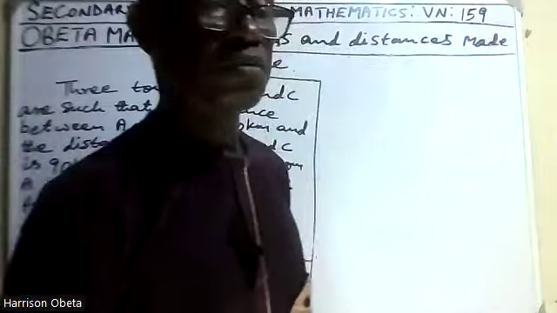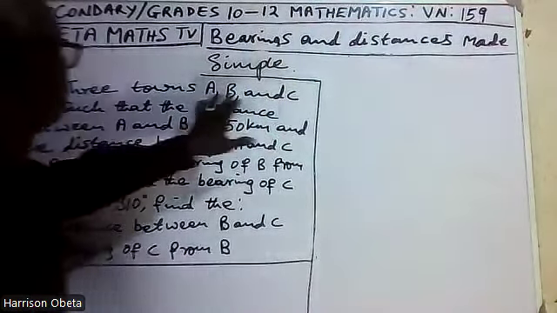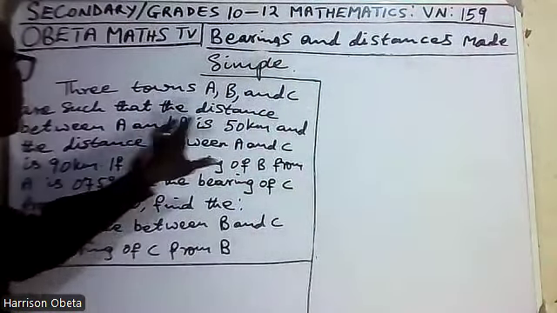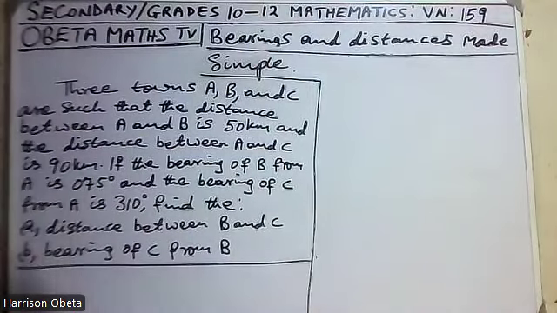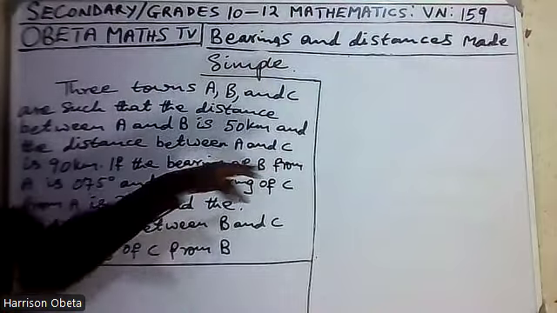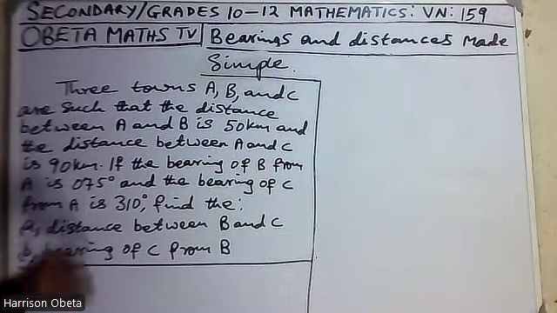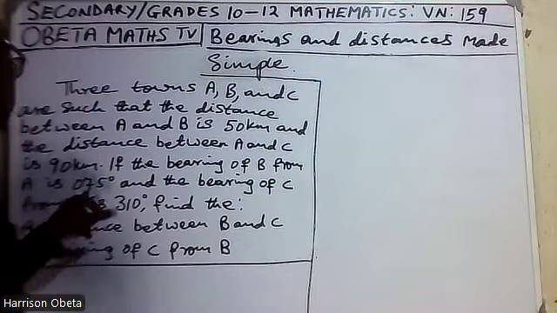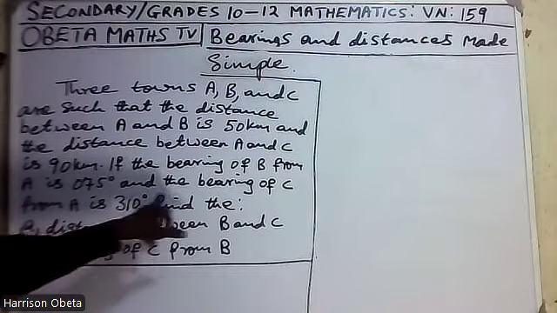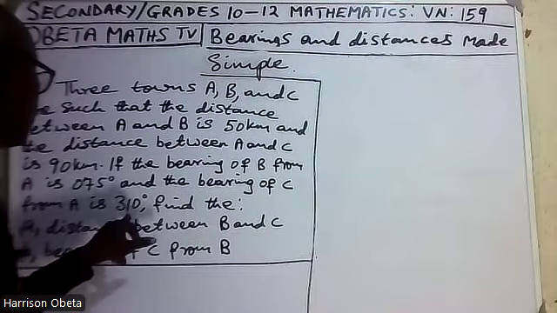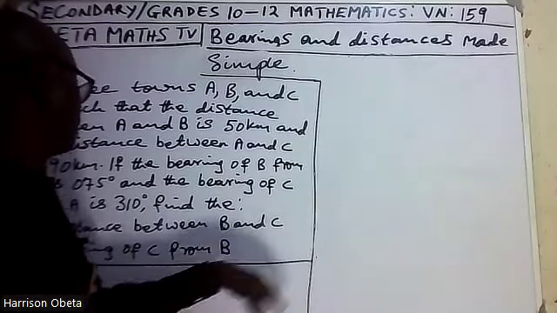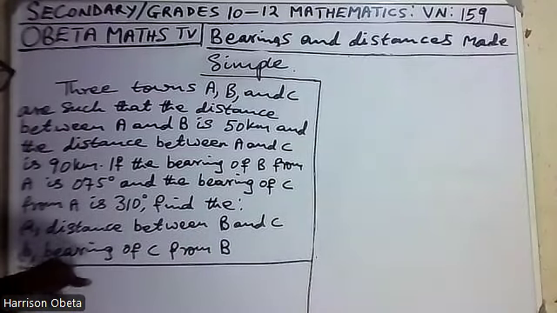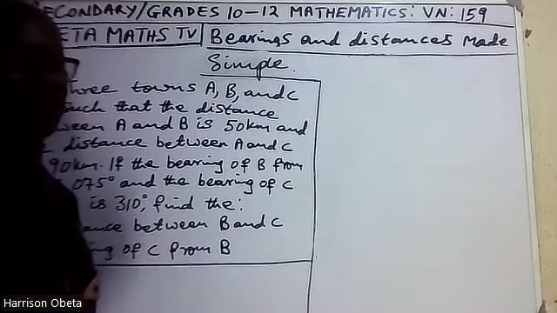We have a question on the board. Three towns A, B, and C are such that the distance between A and B is 50 kilometers and the distance between A and C is 90 kilometers. If the bearing of B from C is 075 degrees and the bearing of C from A is 310 degrees, we have to find, one, the distance between B and C, and secondly, the bearing of C from B.